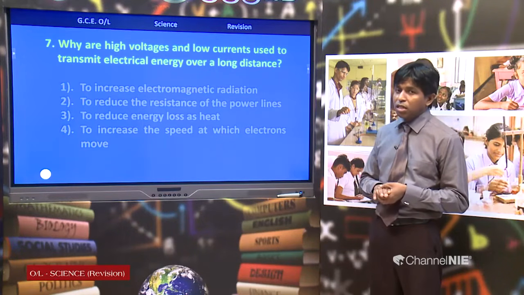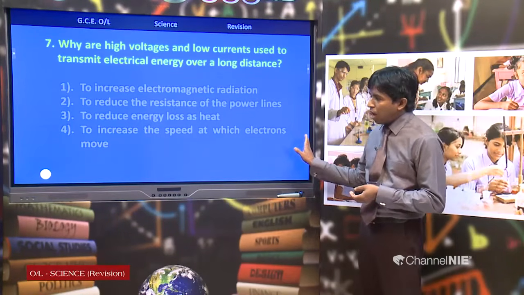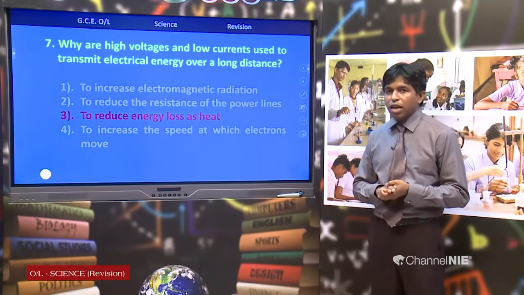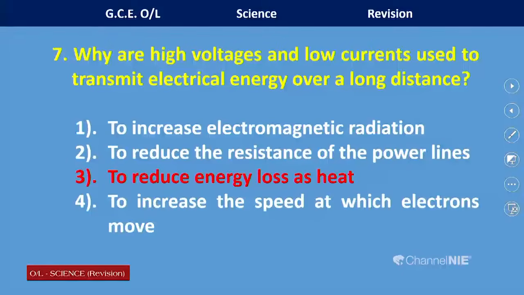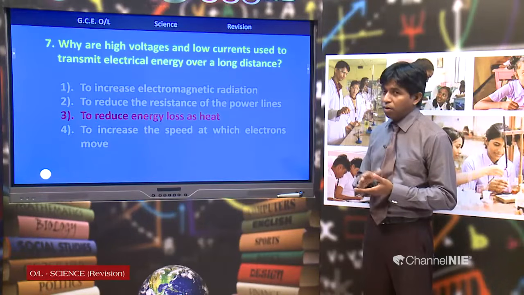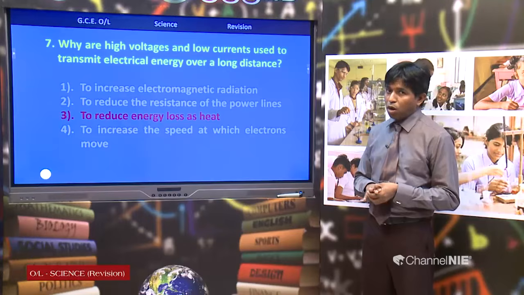So this is the theory behind this question. So what would be the answer now? Answer will be third, to reduce the energy loss as heat during the transmission. Otherwise definitely a large quantity of electrical energy gets wasted during the transmission over long distance. From powerhouses to your domestic circuit or your house, there is a long distance, more than 300-400 kilometers.